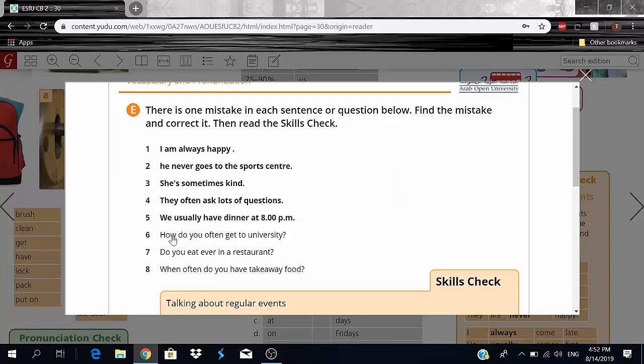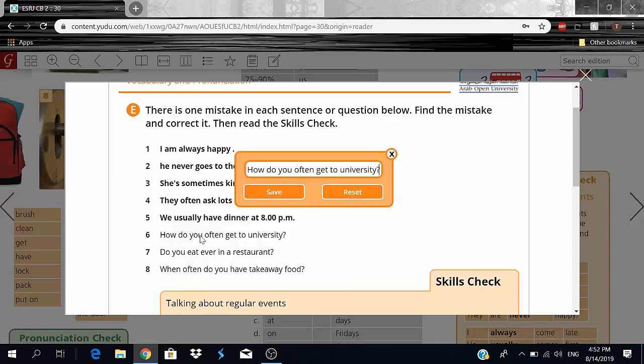How do you often get to university? How do you, not often, how do you usually. You remember we talked about usually having the higher probability percentage. So how do you often, how do you usually is a better question.